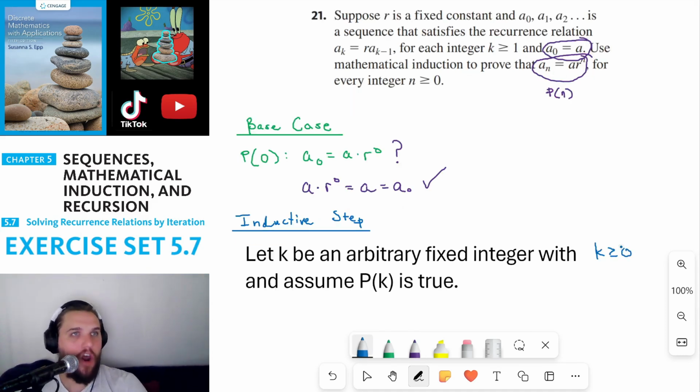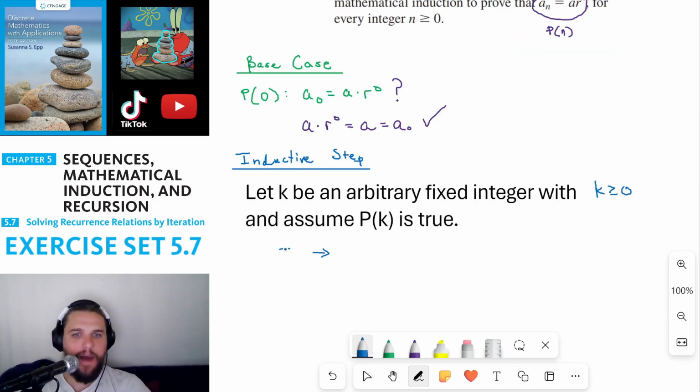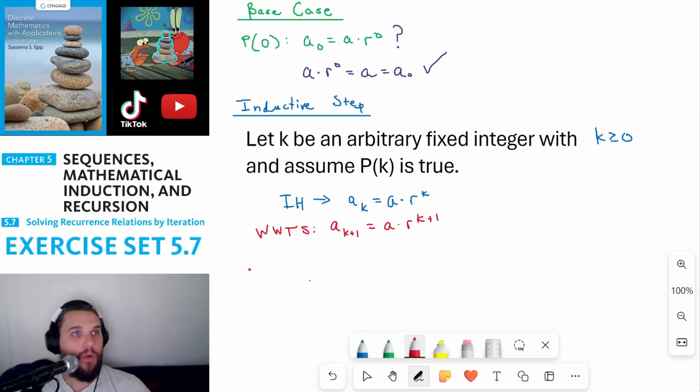Let k be an arbitrary fixed integer with k greater than or equal to 0, and assume that P of k is true. That means that our inductive hypothesis is the statement that a sub k equals a times r to the k. What we want to show, WWTS, is that P of k plus 1 is true, which is the statement that a sub k plus 1 equals a times r to the k plus 1. Now, the way we're going to show this is we're going to take the left-hand side here and do stuff to this.